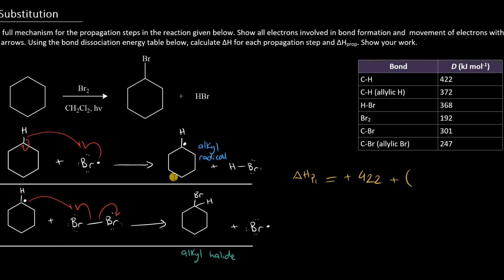And the formation of the HBr bond is essentially the negative value of the homolytic bond cleavage or bond dissociation energy of the HBr bond. We said that bond formation in this case is exothermic, so we have a negative 368 as the bond formation value. Solving for delta H P1, we get positive 54 kilojoules per mole.